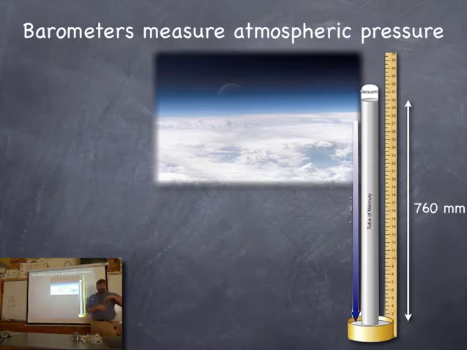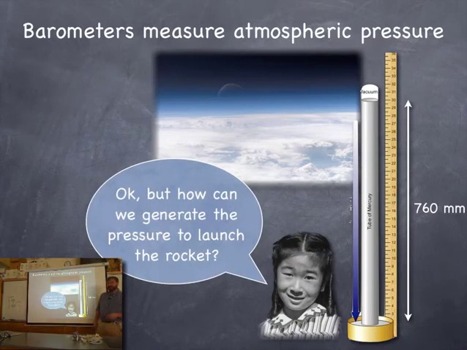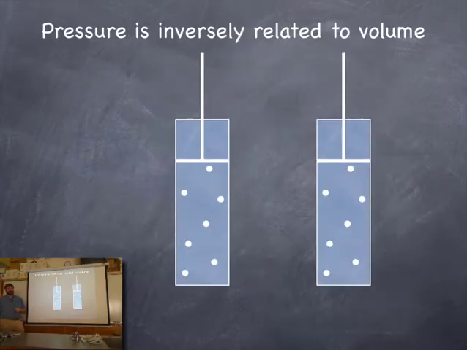Okay? So atmospheric pressure can be measured using a barometer. That's where the 760 millimeters of mercury comes from, that's normal atmospheric pressure. We'll measure a column that high. Now we get to the heart of the matter. Okay? We have a rocket with a pressure chamber that we want to compress. We want to get high pressure air in there. How can we generate higher pressures?